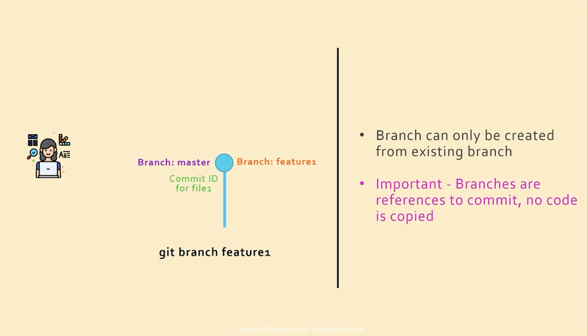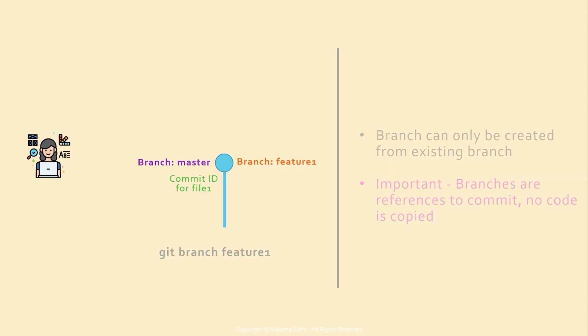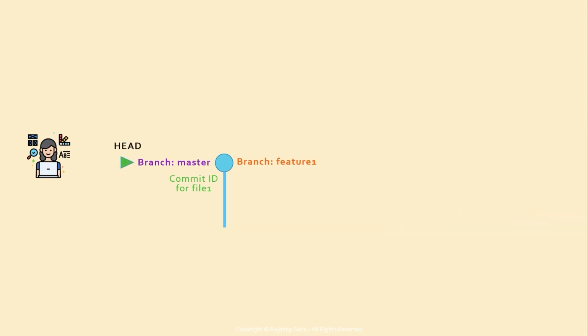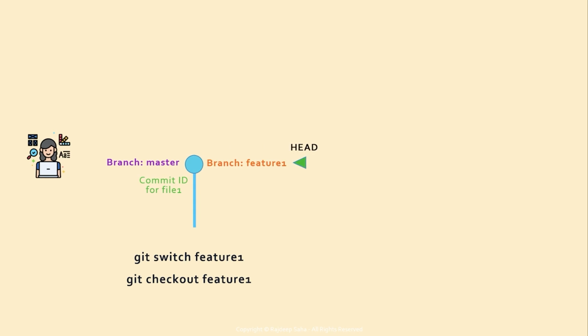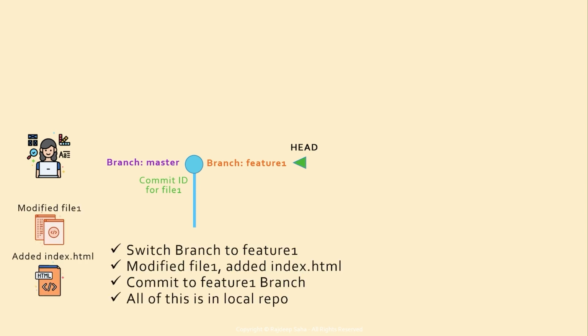How do you know which branch you are on currently? That is determined by this pointer called head. You can switch branches by running the command git switch name of the branch, or you could do git checkout name of the branch. Git switch is more appropriate for switching branches, so that's the command we are going to use throughout this course.